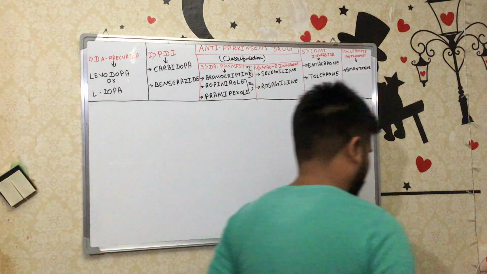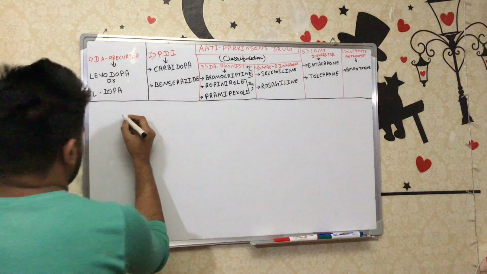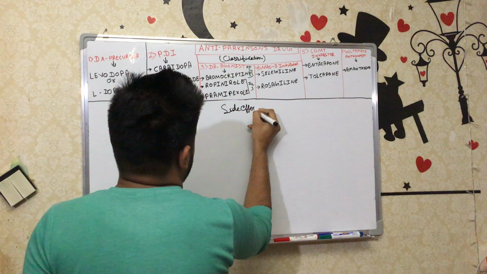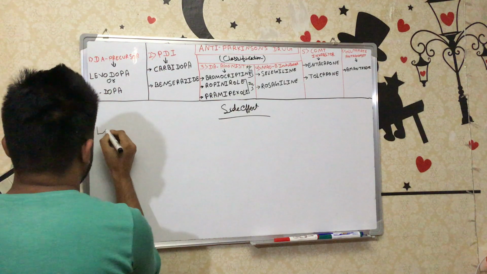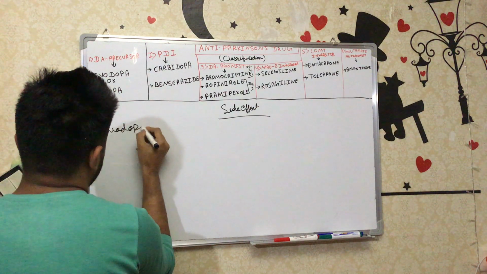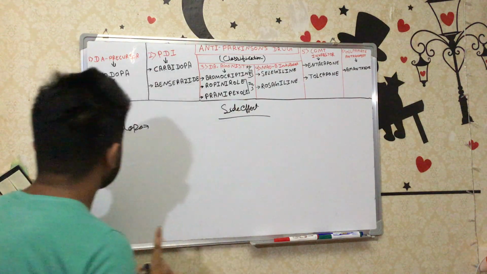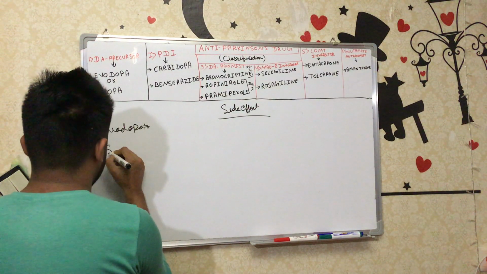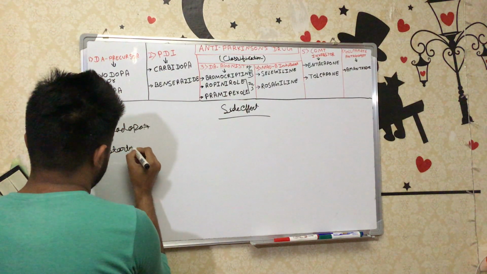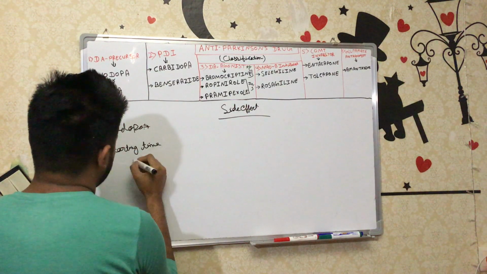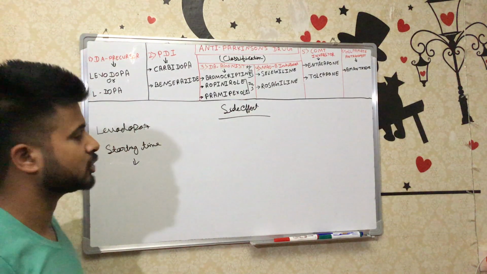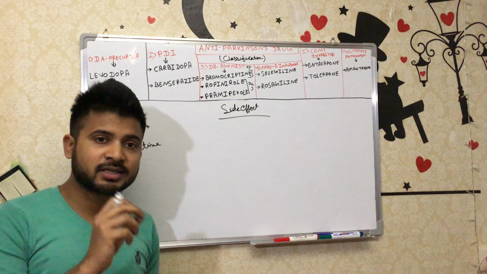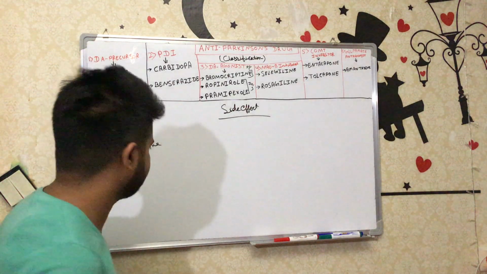So let's first discuss the side effects of levodopa. At initiation of therapy, meaning when you are starting the therapy, this drug also acts on the chemoreceptor trigger zone, which maintains our emetic system. If you stimulate the chemoreceptor trigger zone, nausea and vomiting can occur.